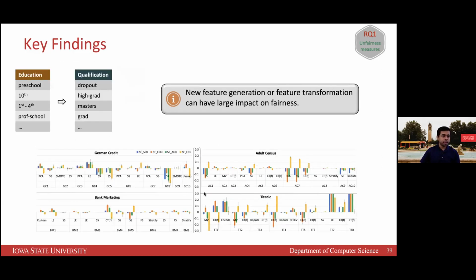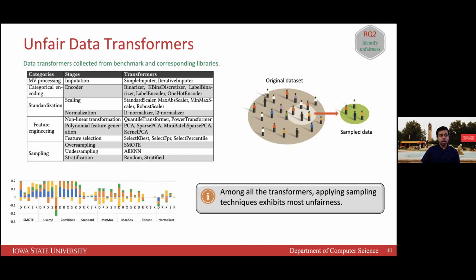Another finding was that when creating new features, the feature generation techniques are unfair in many cases. Like in one pipeline, they were trying to convert the education into qualification. If it is preschool, then call it dropout, and 10th grade, then call it high grade, and so on. In these cases, that adds some biases in the data, which actually reflects in the prediction as well. Other than that, there are data transformers, which are built-in data preprocessing algorithms present in the library. We applied those in different situations on all of the data sets to find similar patterns. And we found that, for example, among all the transformers, applying sampling techniques like SMOTE or undersampling techniques like AllKNN always introduces bias.